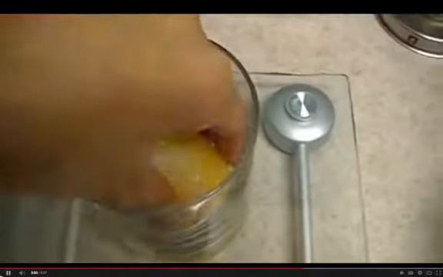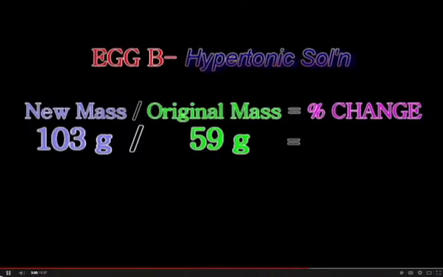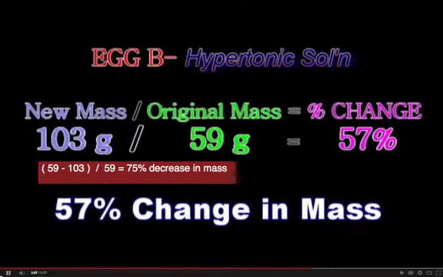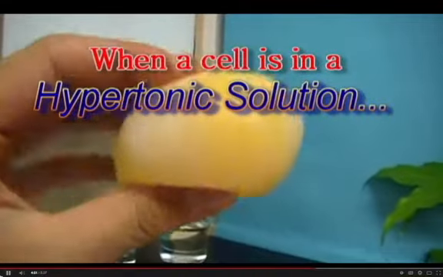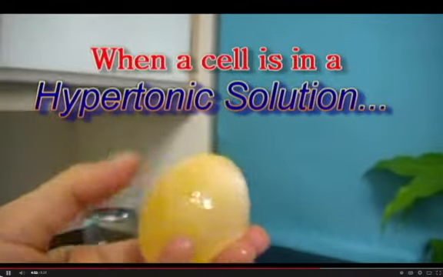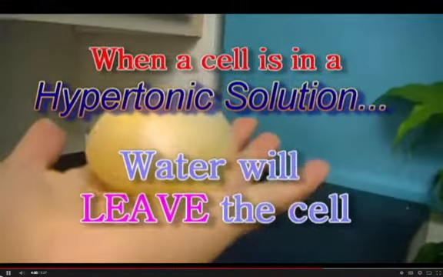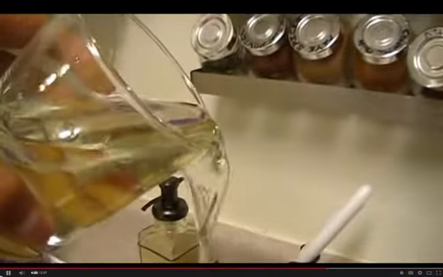Egg B now has a mass of 59 grams. Egg B decreased to 57% of its original weight. We can definitely conclude that when a cell is in a hypertonic solution, water will leave the cell. In fact, this is evident by the layer of water sitting on top of the corn syrup.